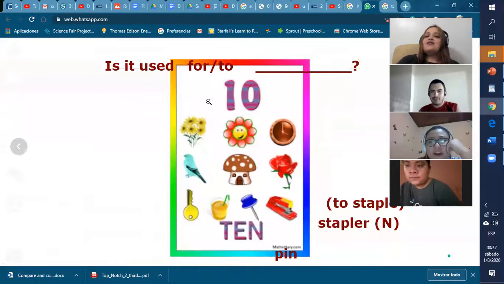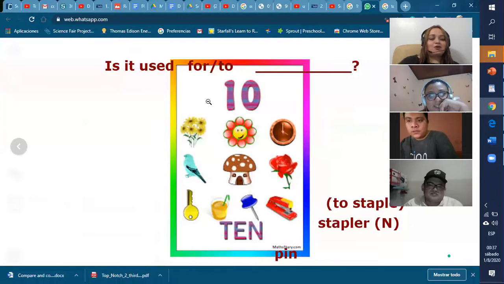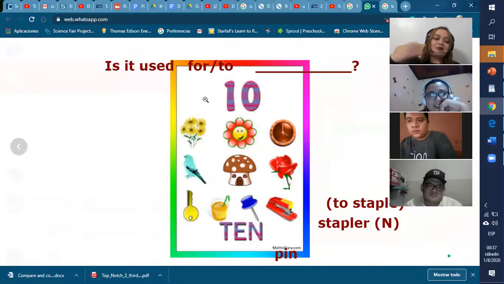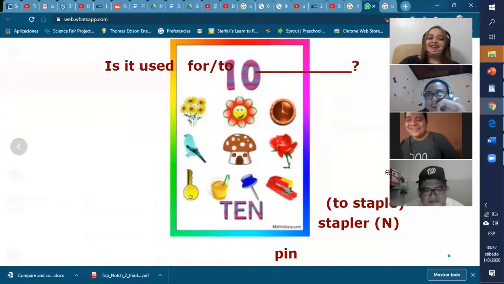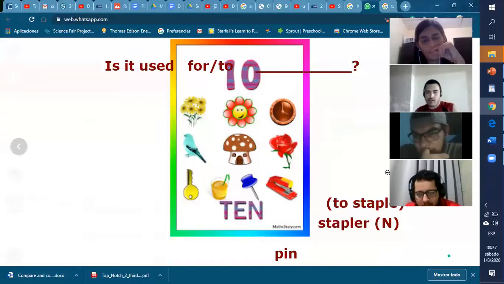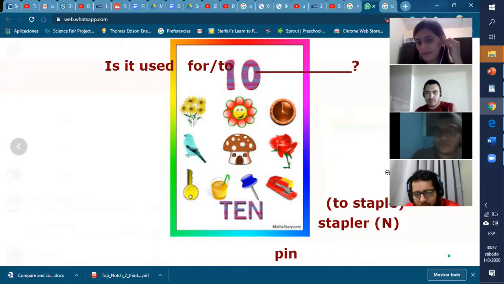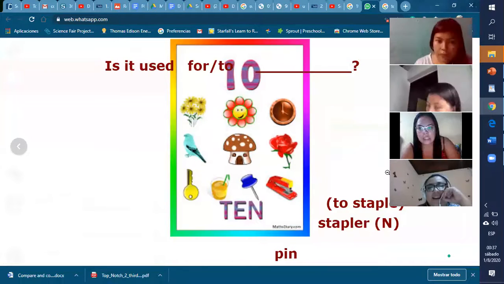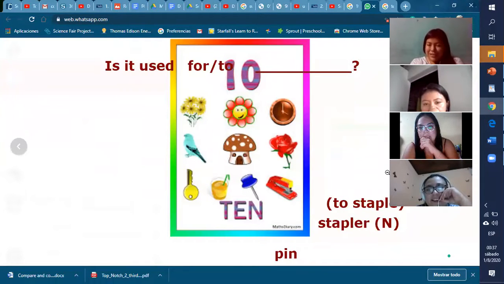Is it used to open your house? No, it's not. Is it used for drinking? No, it's not. Pay attention, guys, so you can guess the word. Continue asking questions until you get the answer. Is it used for watching the hour? Or for checking the time? Imagine you're watching the hour, like checking the time, sorry. No, for checking the time, right? Is it used for making pizza? No, it's not.